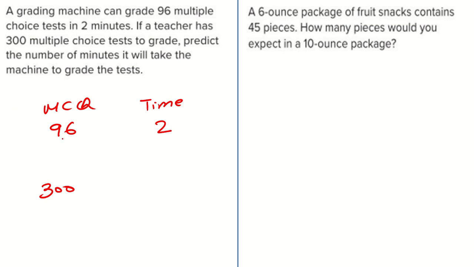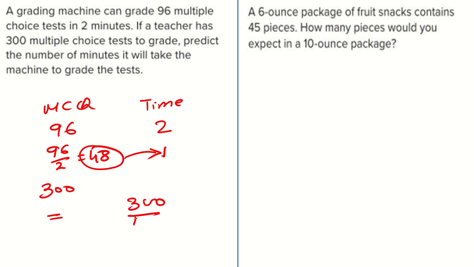Okay. See, 96 and 2. So in 1 minute, how much will it do? 96 divided by 2 means 48. So it is doing 48 MCQs in 1 minute. So for 300 MCQs, how much time will it take? 300 divided by 48. So we can divide it. Okay, just simplify this. Maybe I'll simplify by 2, or maybe 3 also. 100 divided by 16 means, I think it will be 6 point something.